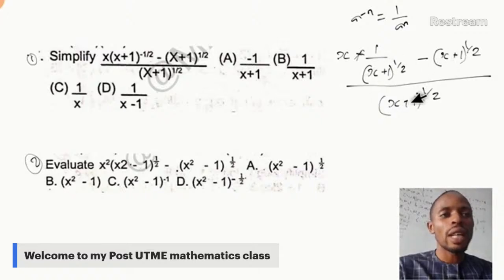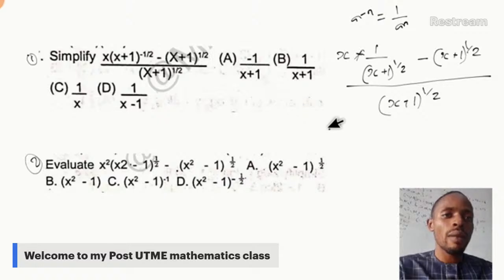So what is the next thing to do? Remember the roots, the law of indices that I gave you: if you have unity, 1, as the numerator, it means you find the square root of this, and here you are also finding the square root of this. So let's apply it there now.